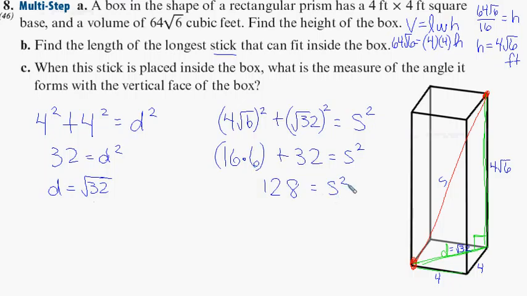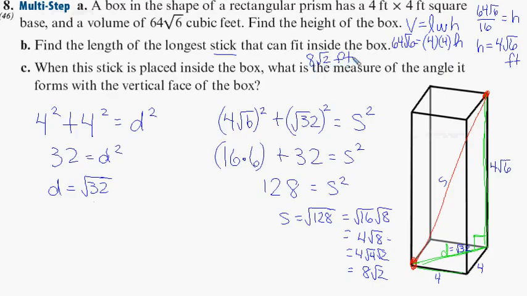So now we know that S squared is equal to 128, which means that S is equal to the square root of 128. And 128 is divisible by 16, so we can break that into 16 and 8, because 16 times 8 is equal to 128, which means we can simplify this to be 4 times the square root of 8. We're not done simplifying. That means we can break this into square root of 4 and square root of 2. So this is 4 times the square root of 4 times the square root of 2, which leaves us with 4 times, this is a 2, so that's 8 times the square root of 2, all right? So the longest stick that can fit inside the box is 8 times the square root of 2 feet.